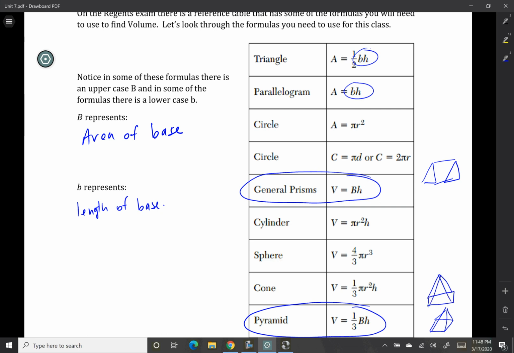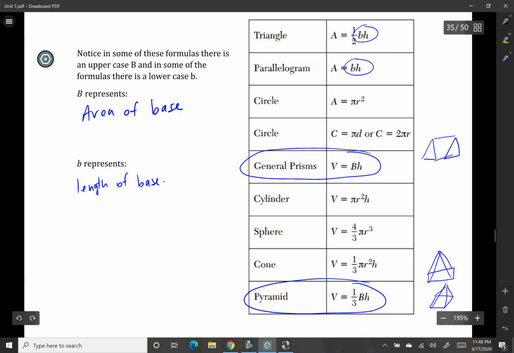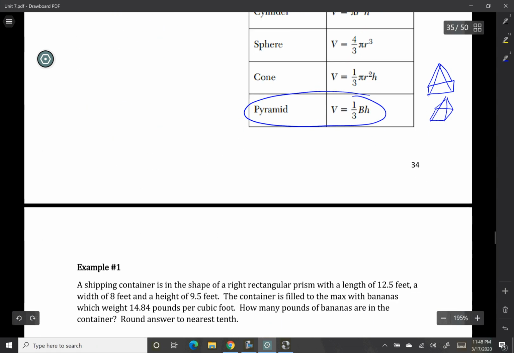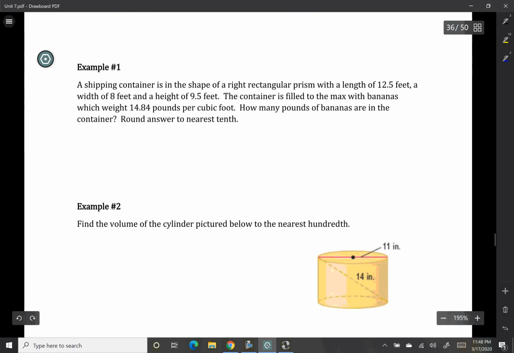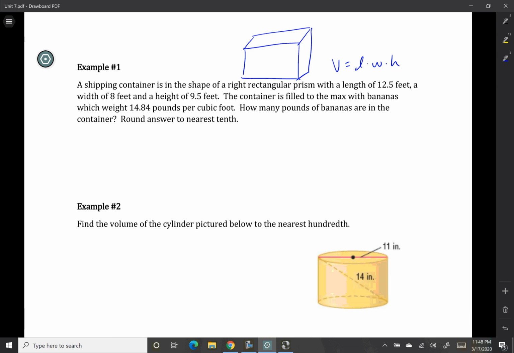So let's play with these formulas. You probably have to go back and forth to this piece of paper, or if you print out the reference table, you can just have it on hand. So let's take a look at an example here. It says a shipping container in the shape of a right rectangular prism. So we have a rectangular prism. So this is going to be volume equals length times width times height. That's the only one that's not actually on the reference table. It tells us it has a length of 12.5 feet, a width of 8 feet, and a height of 9.5 feet. So we should be able to find that volume relatively quickly.